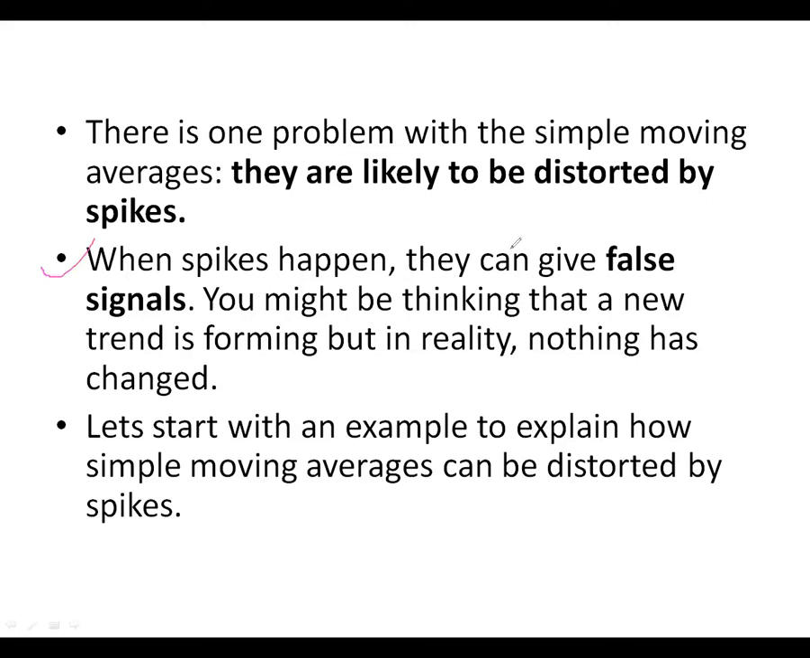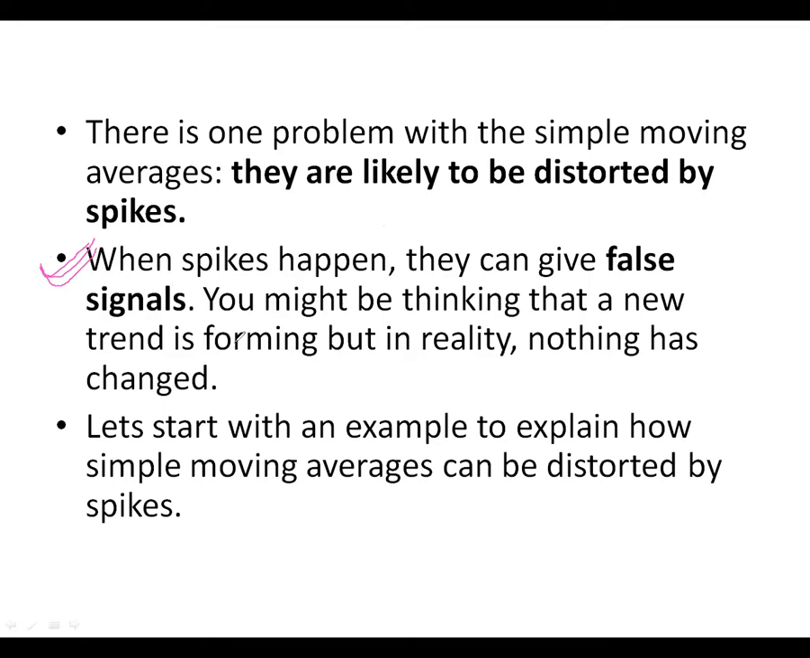So when spikes happen, they can give you fake signals. You might be thinking that a new trend is forming, but in reality, nothing has changed. So this is the problem we have with the simple moving average. We will soon look at the calculations, but let's look at the problems first. This is the major problem we have with the SMA. Not all moving averages. We are saying the simple moving average, the SMA. This is the problem it has.